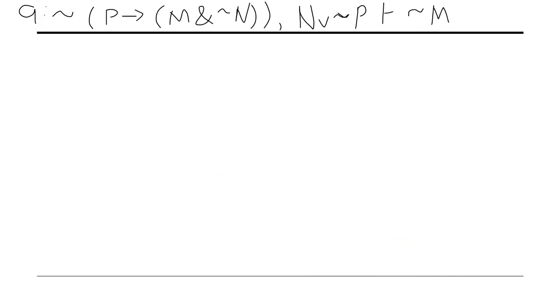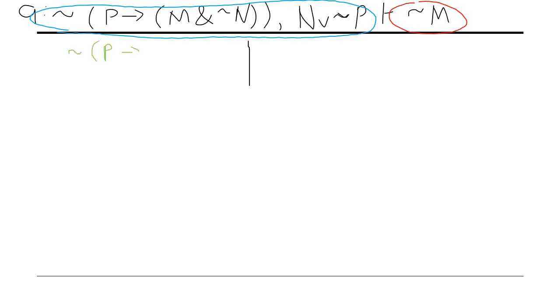Okay, so same thing as before. Got our premises here. We got two of them. We got our conclusion here on the right. So let us go ahead and put them in the truth tree. P, M. Start with our first premise again.